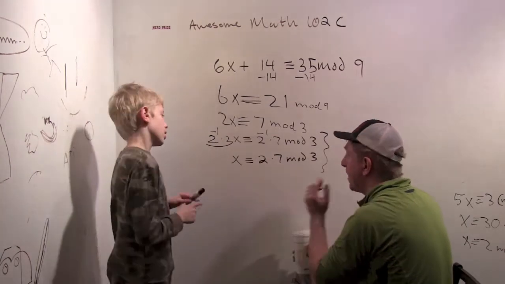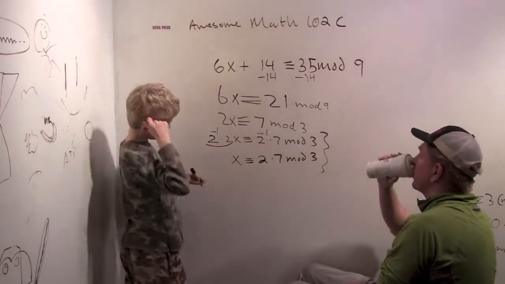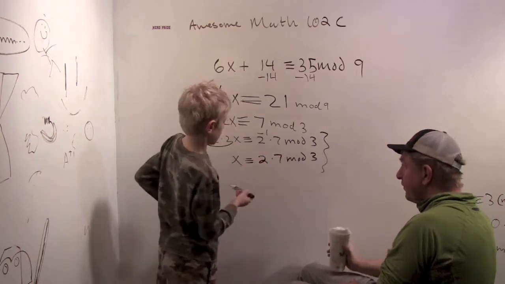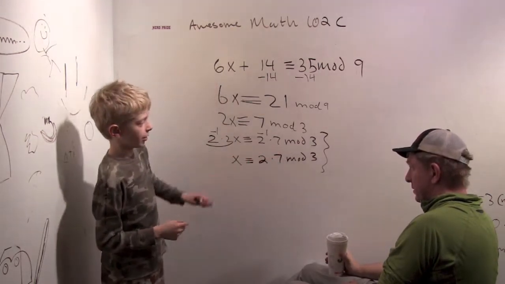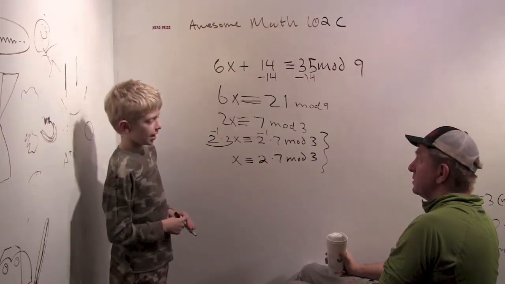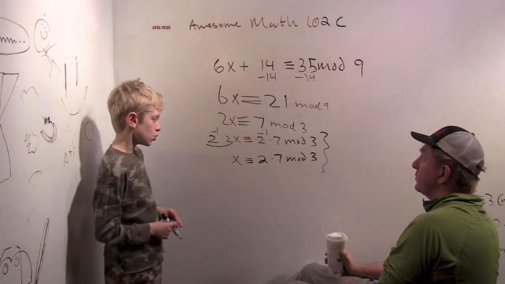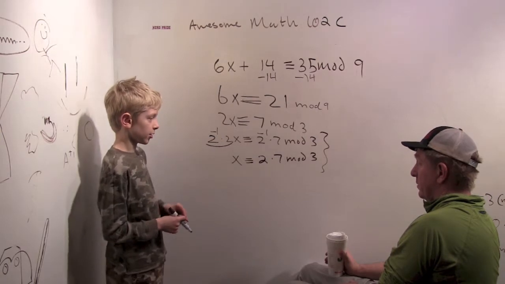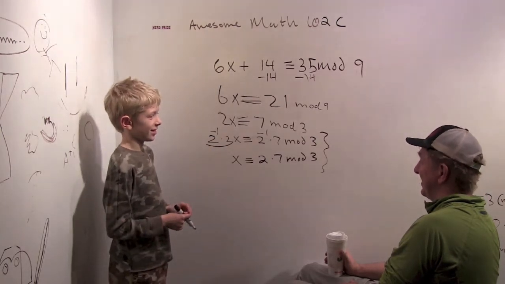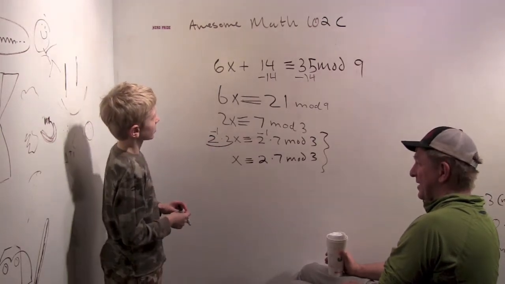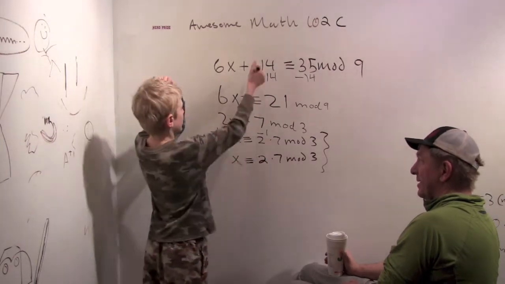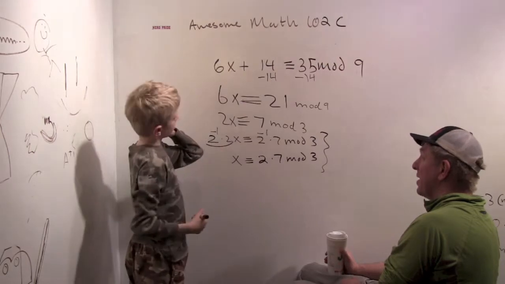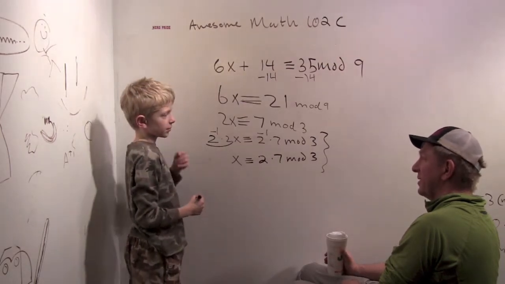So what happens now? Then we multiply 2 times 7, which is 14. Then we can simplify that mod 3. We get x is congruent to 2 mod 3. Then maybe we can check it. Go ahead and write x is congruent to 2 mod 3.